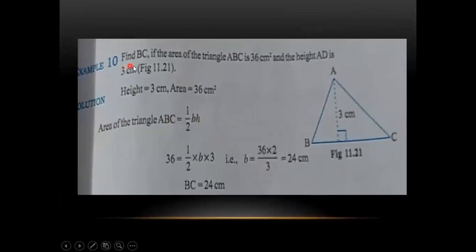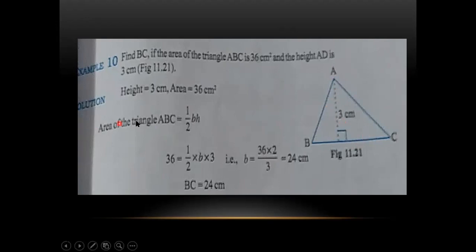See the example. Find BC if the area of the triangle ABC is 36 centimeter square and the height AD is 3 centimeter. This is the diagram they have given. The height is 3 centimeter and the area is 36 centimeter square. What we have to find here is the base.